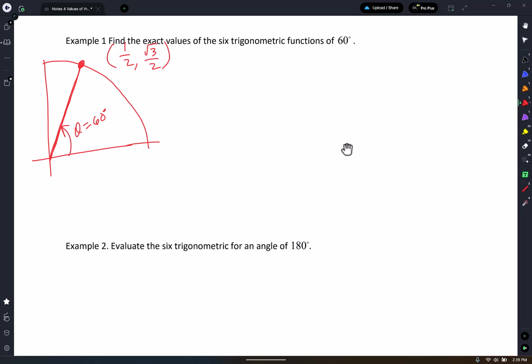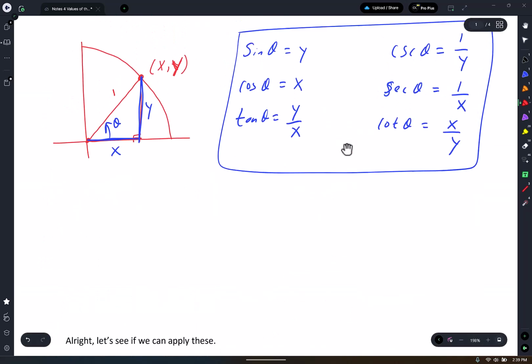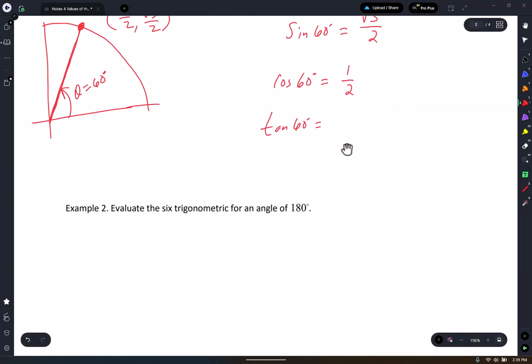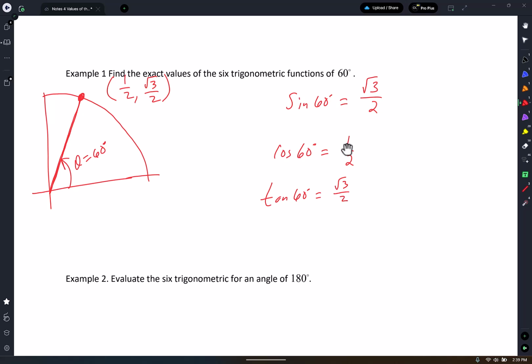I'm just going to start. Sine of 60 degrees. Make sure to put a little degree symbol. Sine of 60 is a y value, so I'm going to write square root of 3 over 2. Cosine of 60 degrees, that's the x value, so 1/2. If you had a calculator, you would just type that, but we're not doing it with a calculator. Tan of 60 degrees: we said tan was y over x. So I take the y value, square root of 3 over 2, and divide by the x value, 1/2. There's a better answer. The 2's cancel out, and you just get square root of 3.